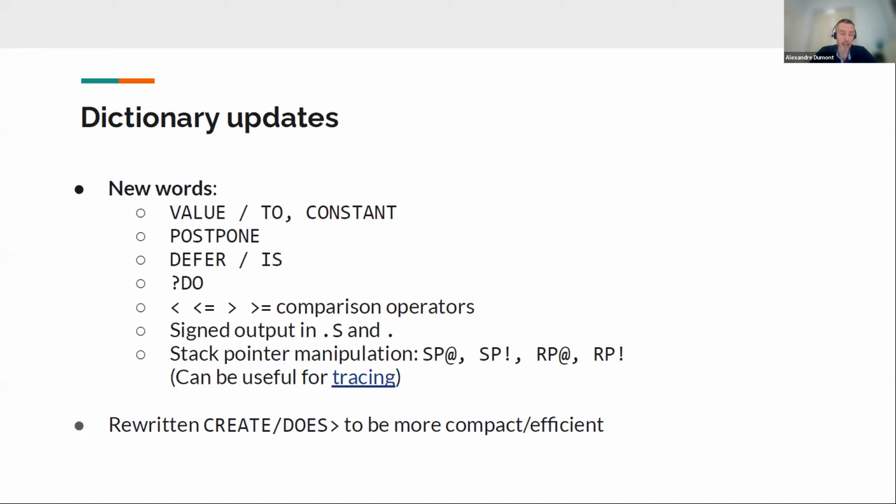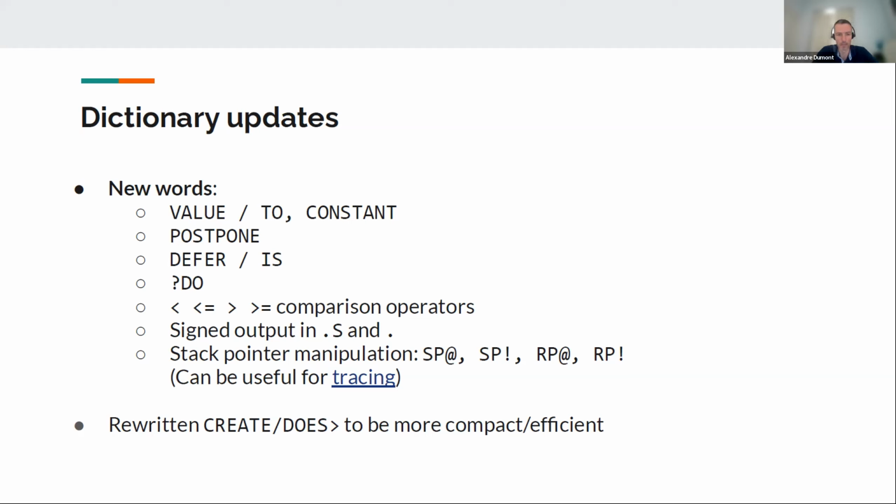First, some dictionary updates. Since last time, I've implemented some new words and new mechanisms that I was not very familiar with at that time, like value and to, constant, postpone, defer, and ease, also question do. I've also written the comparison operators, and I've also implemented a way to output with .s and dot, either with signed numbers or non-signed.